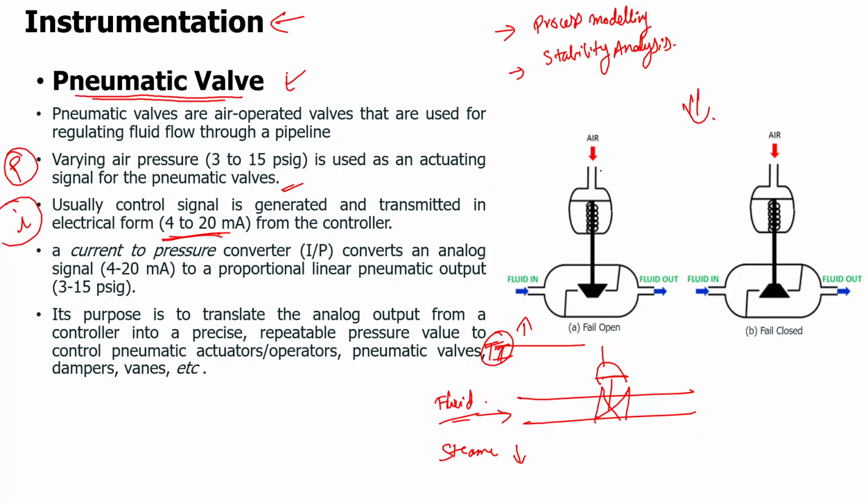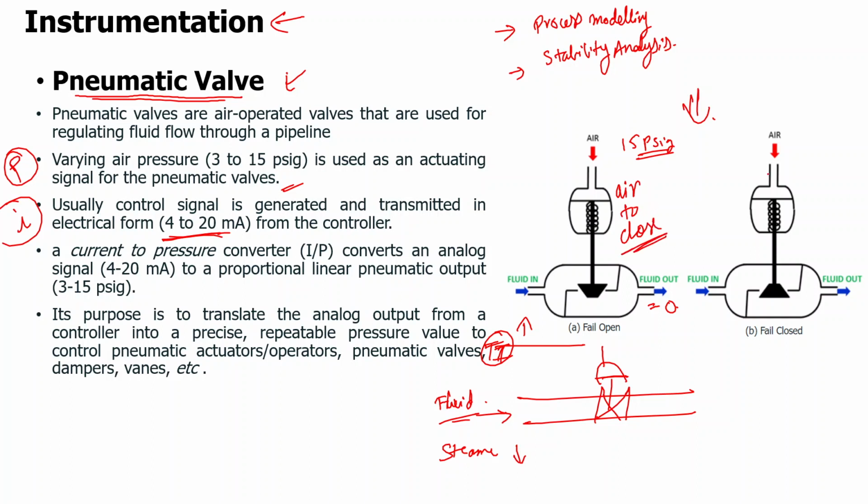Let's say I increase the pressure of the air to the maximum, that is 15 psig. In such a scenario, this stem will move downwards, and once it moves downwards, the valve will close and the fluid output will be 0. In this kind of valve, if I use this air pressure, then the valve gets closed. That is air to close. Such a valve is known as an air to close valve.